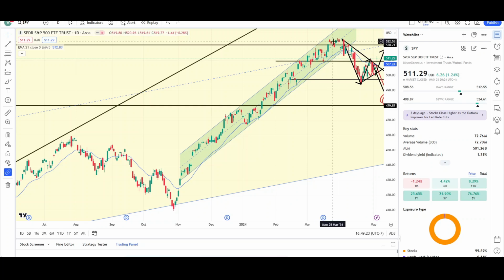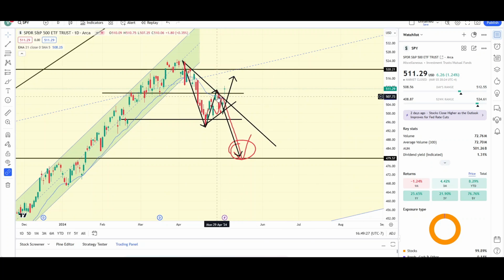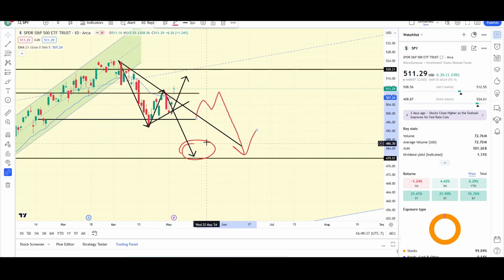So let's take a look at what happened since last week Sunday when I last looked at the Spider. You can see that it was topping out right around the 509 level. Monday price went up a little bit higher to reach the measurable target. So let me go ahead and remove all this red drawings.